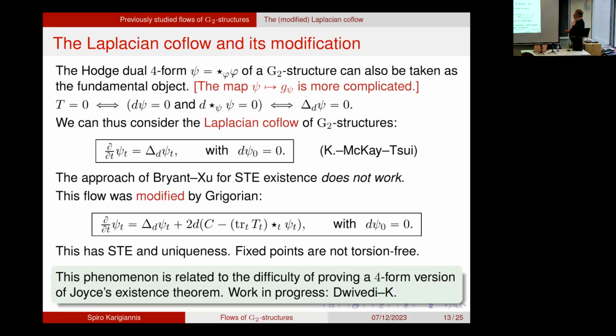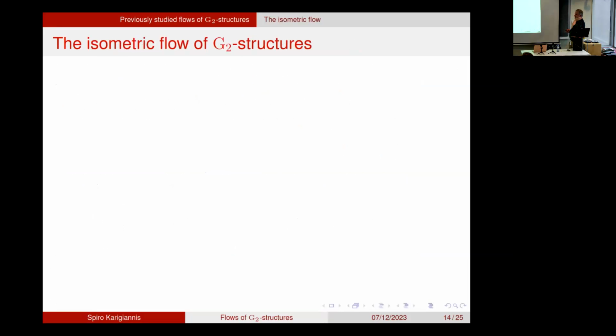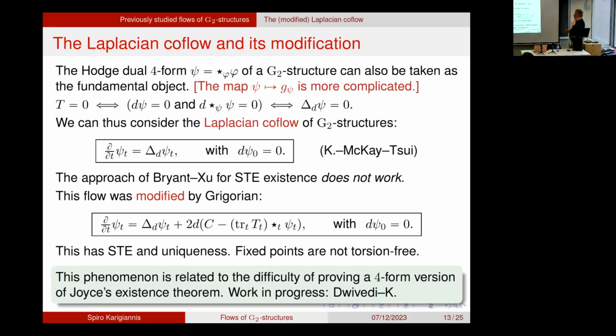Let's see. It's an arbitrary constant. Yeah. That's supposed to be a 3 form. Well, sorry. This c minus trace T is multiplying the whole star. Yeah, sorry about that.